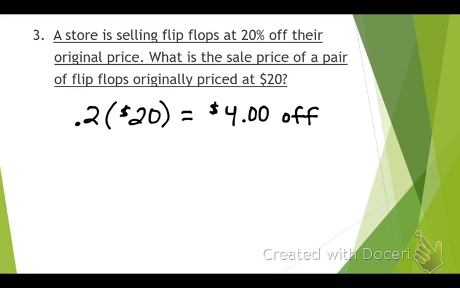So now it's asking me, what is the sale price of a pair of flip-flops originally priced at $20? Quite a few of you guys looked at that and said, I did good work. Yay, $4. But it's not asking you how much the discount was. It asks you what the sale price is. If it's a sale price, should it go up from $20 or down from $20? Down. You're getting a sale. It's a good deal. So what should I do? $20 minus $4. What's that? $16 was the sale price.